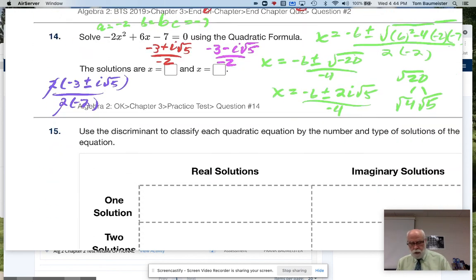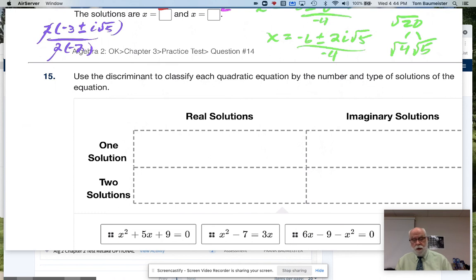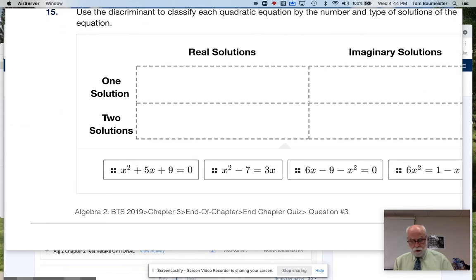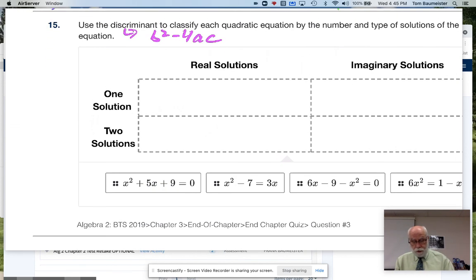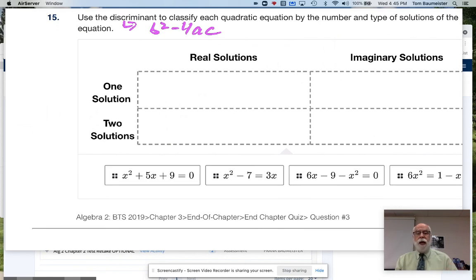Okay? And then finally, the discriminant. Remember, on the discriminant, we have 3 options, all right? So again, you're just going to look at, remember, the discriminant is b squared minus 4 times a times c. That's the only part that we really need to worry about on this one here. But again, everything has to be on the same side and set equal to 0.